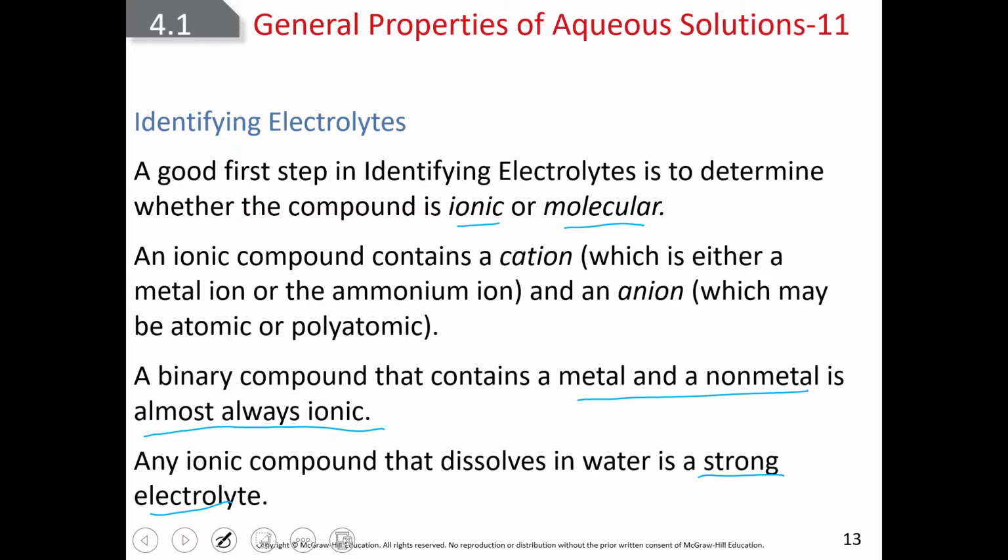I can't recall if there's a list of strong bases in this PowerPoint. If not, I will provide one for you. There's about 7 of them. And then if it's a soluble ionic compound, metal, nonmetal, then it will be a strong electrolyte. How do you know if it will dissolve in water? Well, you need to go to your solubility rules for that.